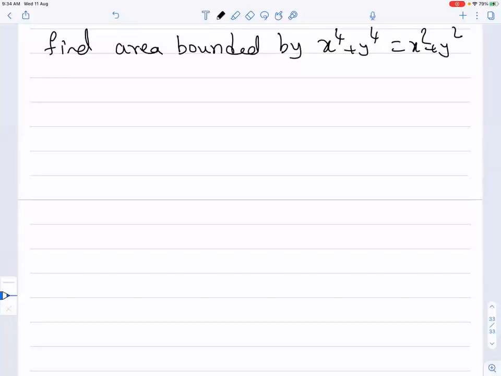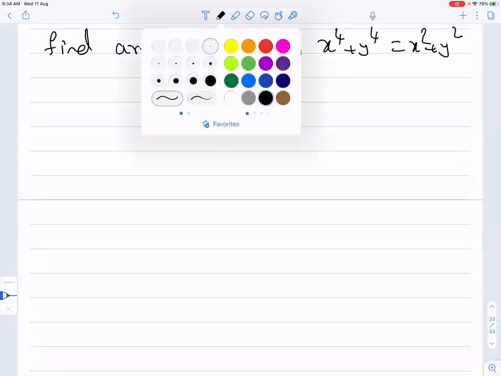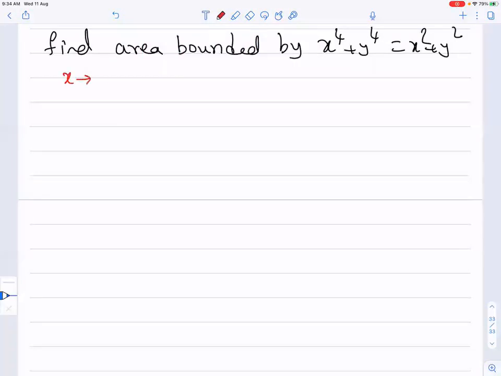Find the area bounded by x raised to 4 plus y raised to 4 equal to x square plus y square. How do we do this? If I replace x with minus x, the equation is not going to change. Y with minus y, the equation is not going to change. Correct? Because all are even powers. And also x with y and y with x, the equation is not going to change.